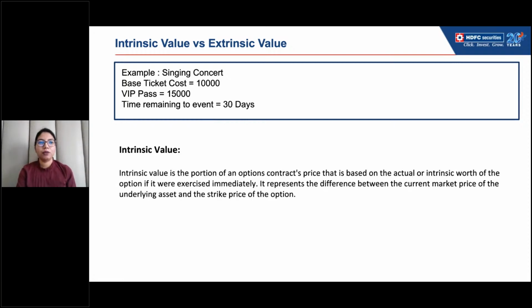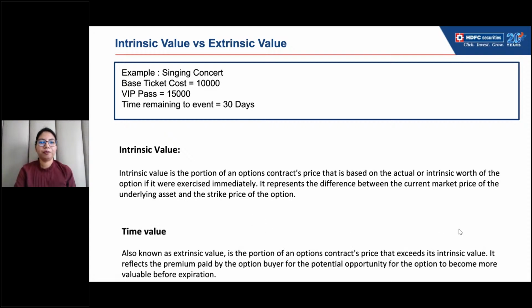Now first see what is intrinsic value. Intrinsic value is the portion of an options contract price that is based on the actual or intrinsic worth of the option. All right, if it were exercised immediately. Now इसमें ये आपको क्या बता रहा है कि जो intrinsic worth है, जो basic value है, वो आपका intrinsic value है। All right, जो basic worth, उससे कम कुछ नहीं हो सकता है। All right, सिर्फ ये कॉन्सर्ट देखने के आपको मिनिमम 10,000 पे करने हैं। ऑलराइट, दिस इज योर इंट्रिंसिक वैल्यू। What is time value?